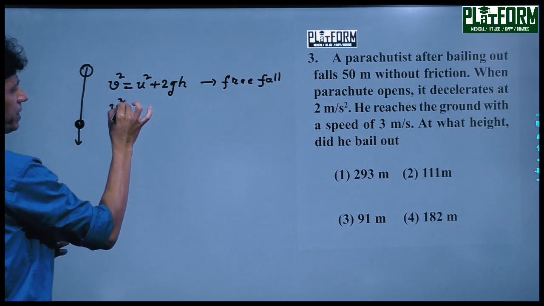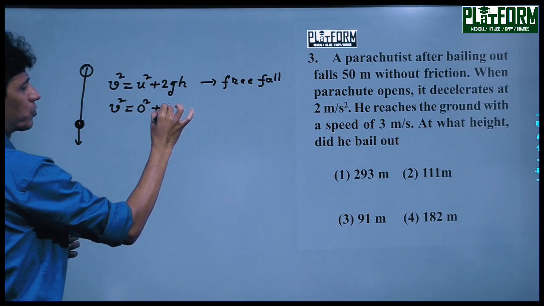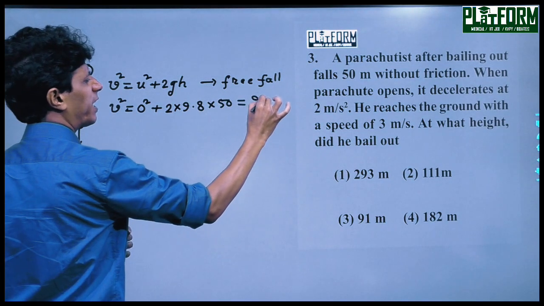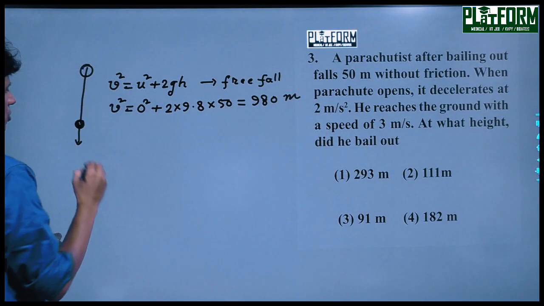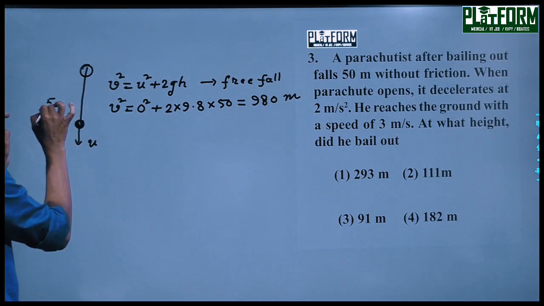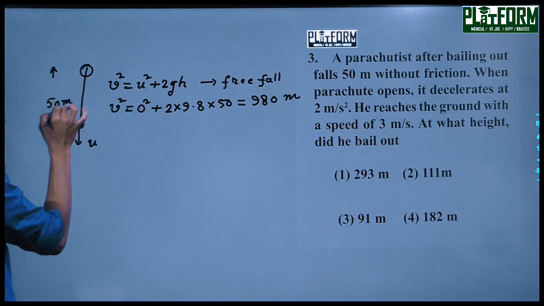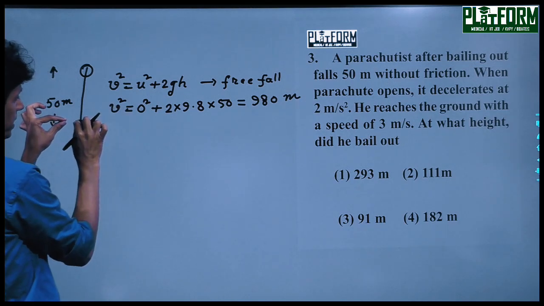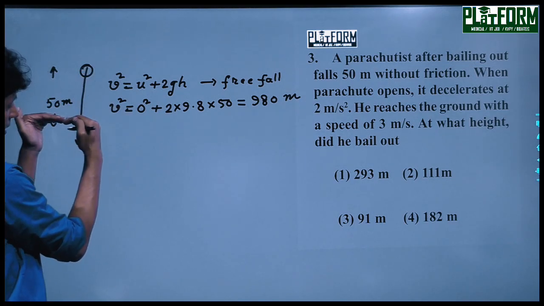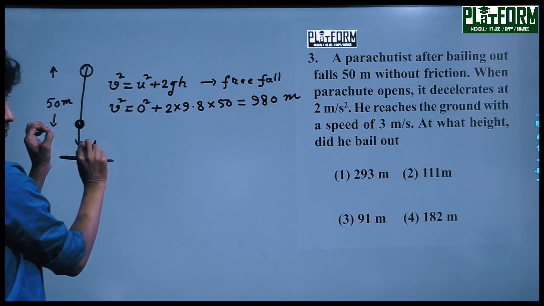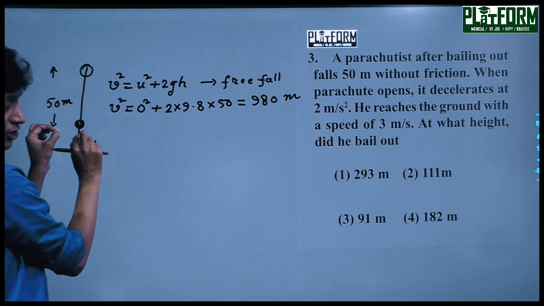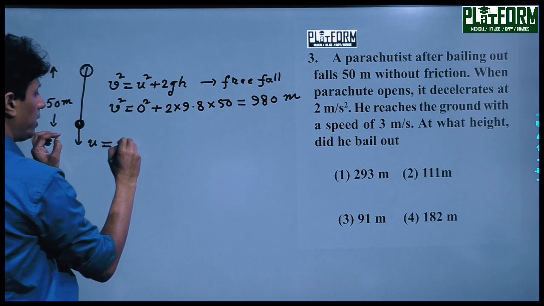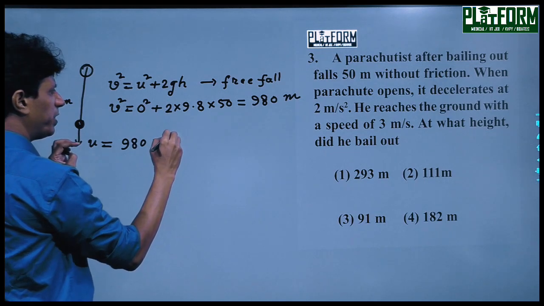So the velocity v square equals 0 plus 0 square plus 2 into 9.8 into 50, and this is 980. After covering 50 meter under gravity, the final velocity at this point, when the parachute opens, is the initial velocity u. We can write here this is 180 meter per second.